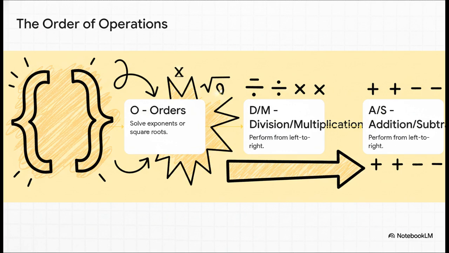Now, this next part is crucial. Division and multiplication are partners. You solve them as they appear, working from left to right. Finally, addition and subtraction are also partners, and you solve them from left to right too. This isn't just a suggestion, it's the universal grammar of math that makes sure we all get the same answer.